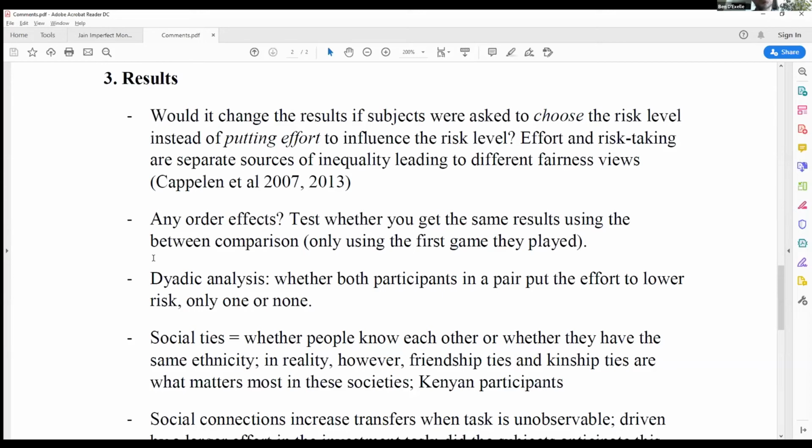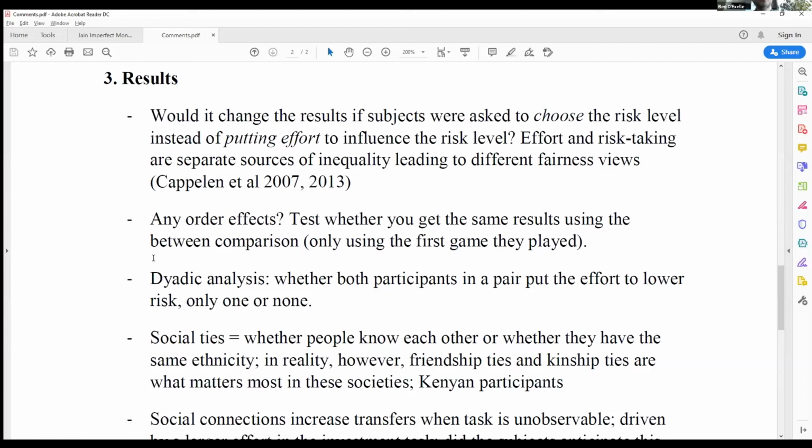It's of course great that some very interesting results were found, even with this weakest type of connection. It's just whether you know each other or not. That's the weakest connection you can imagine. But I imagine that if we used kinship ties or friendship ties, we could have found much stronger effects.